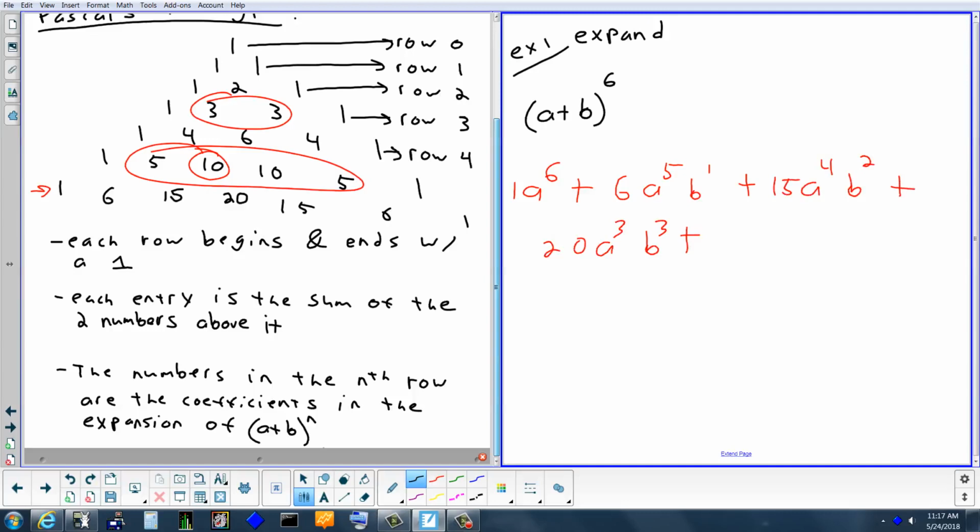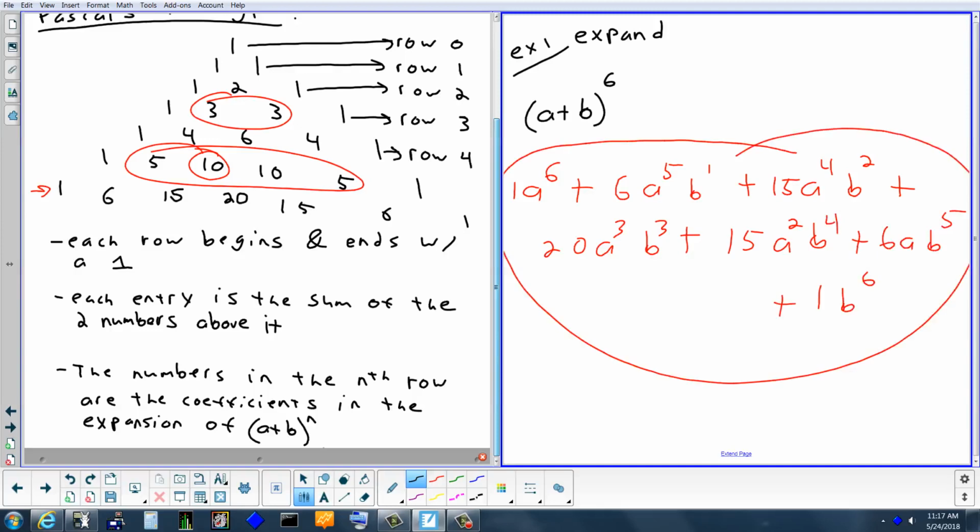And now we're at the point where once you reach the halfway point in the triangle, the coefficients are a mirror image of the ones that came before. So now we go back down to 15, a squared, b to the 4th. Then we go to 6, a, b to the 5th. And the last term is 1b to the 6th. Okay, so that's what you would get if you would expand it, and that's way faster than trying to FOIL that all out.